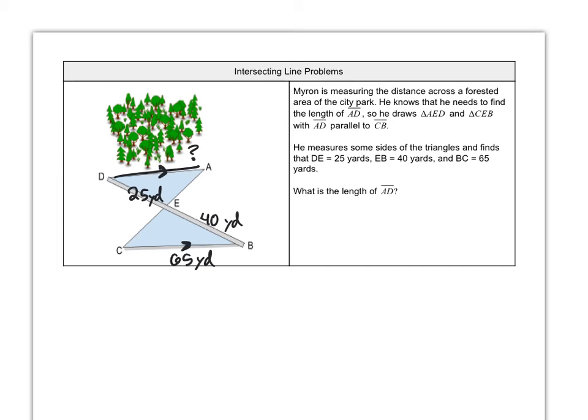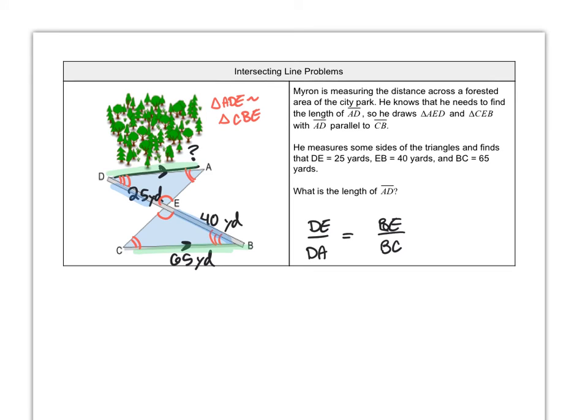So really quickly, let's just think about what else we know about these triangles. Well, first of all, we know that they have congruent vertical angles right here. So there's a pair of congruent angles there. Also, AC and DB are transversals of our two parallel lines. So we know that angle DAE is going to be congruent to angle BCE. Those are alternate interior angles formed by parallel lines. And the same thing is also true for angles ADE and angles CBE. So we know that triangle ADE is similar to triangle CBE.